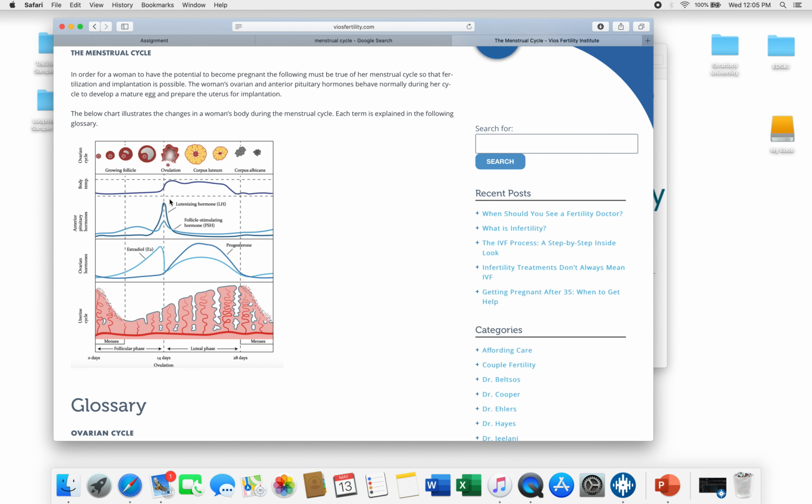And if you could see here, it matches up to FSH and LH surge. Now, of course, we talked about the growing follicle. So the first 14 days has to be the follicular phase, and the last 14 days, or the second half, has to be called the luteal phase. What happens to those cycles?